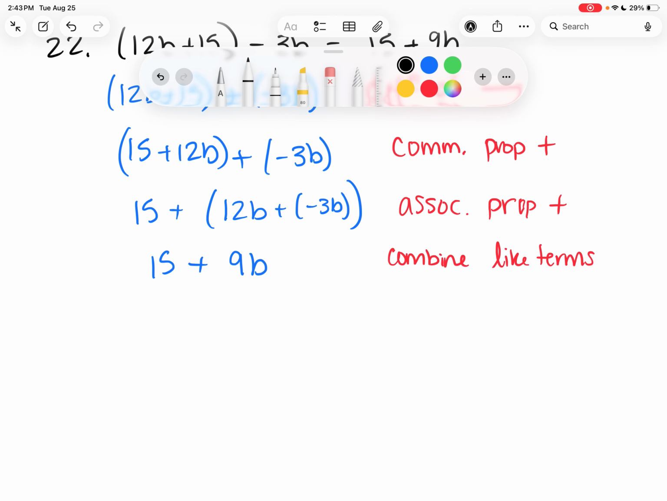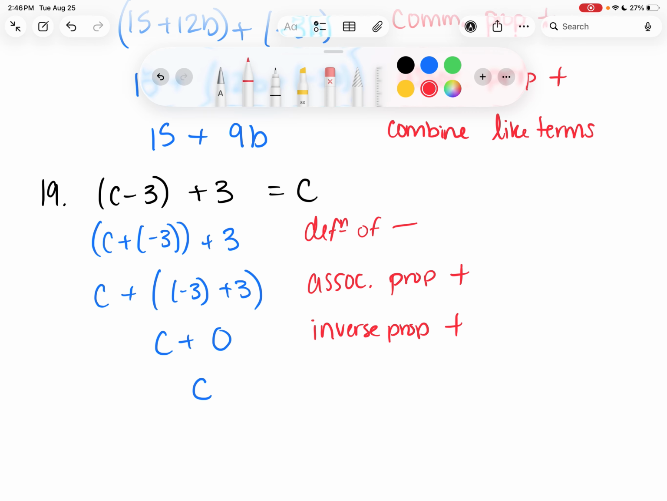And then finally, I can say that C plus 0 is equal to C by the identity property of addition. Okay, so for multiplication, it would be multiplying by 1. For addition, it's adding 0 for our identity. Questions on those?